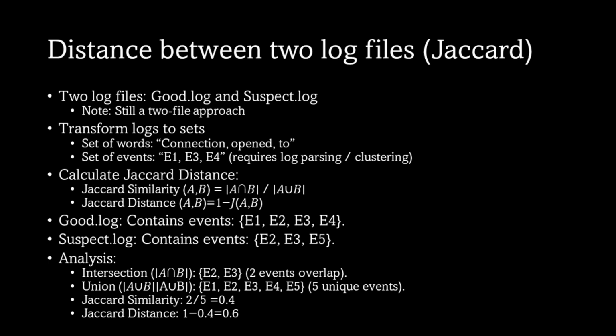Jaccard distance is then computed as 1 minus Jaccard similarity, which gives 0.6 in this case. This metric quantifies how dissimilar the two log files are, providing insight into how much the suspect log deviates from expected behavior. This method still adheres to the two-file approach but incorporates statistical analysis for a more repeatable log analysis process.